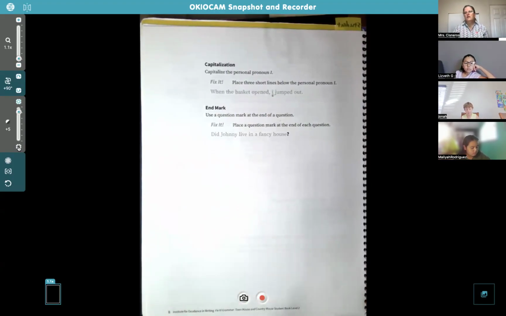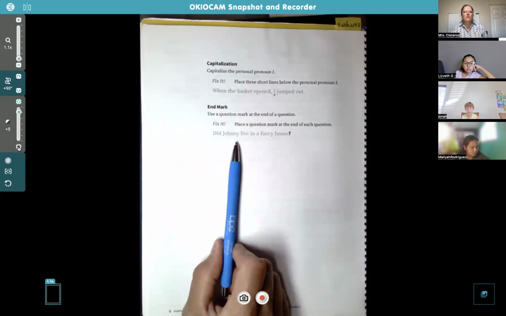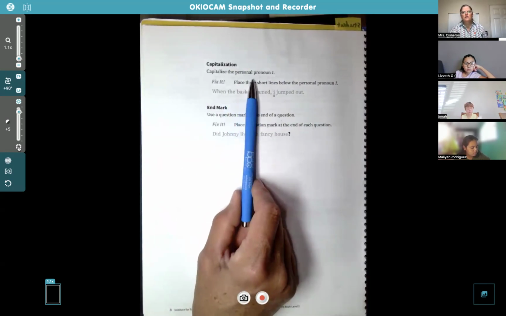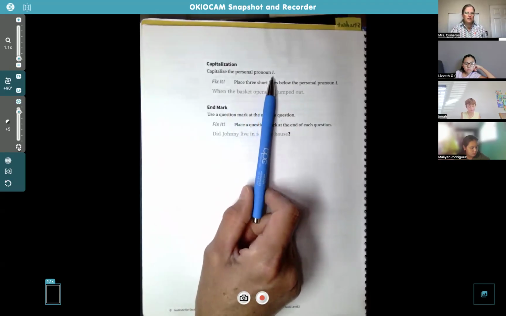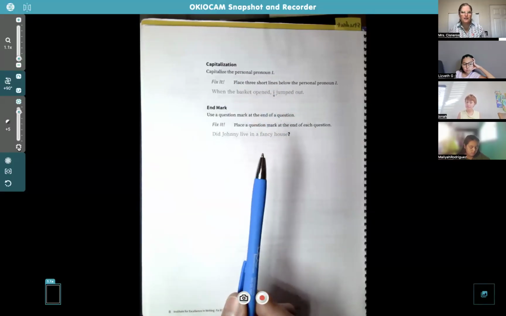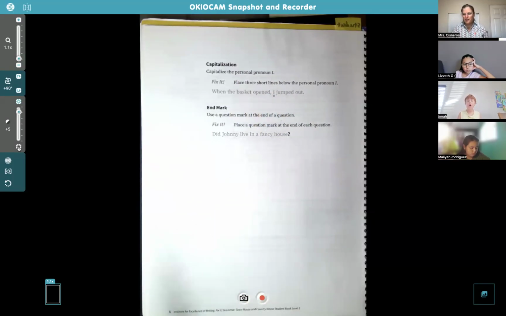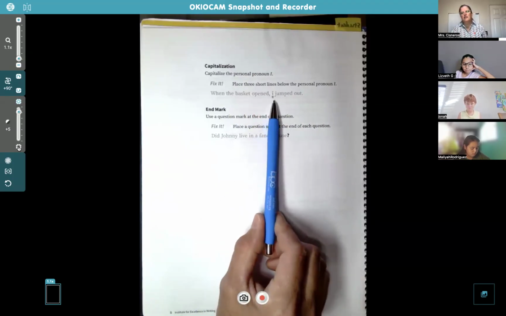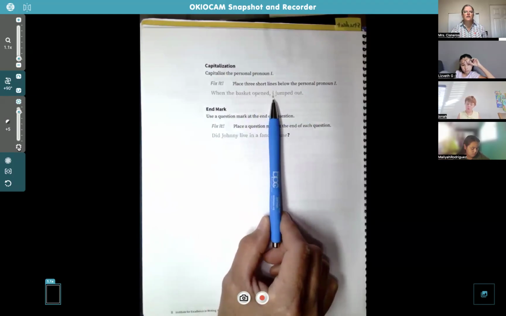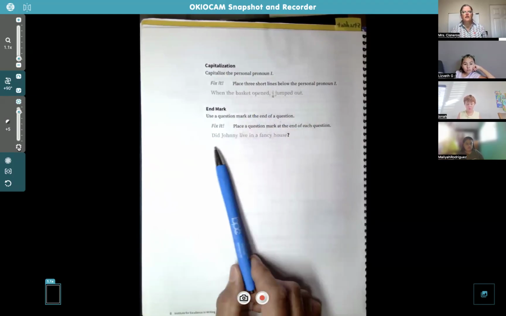Okay. 2 other things you guys are going to mark in this book, just like last year. Capitalization. That pronoun I by itself is always capital. Anytime you have I by itself, make sure it's capital, but they're going to forget to capitalize it on purpose just for you. You have to put those 3 little lines under it to show that you know it needs to be capitalized, just like this. So it says, when the basket opened, I jumped out. I should be capitalized. And then the end mark.